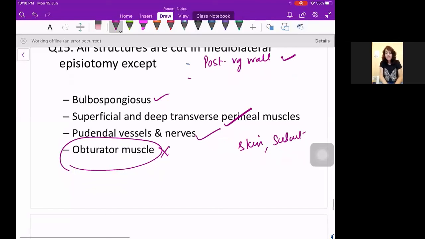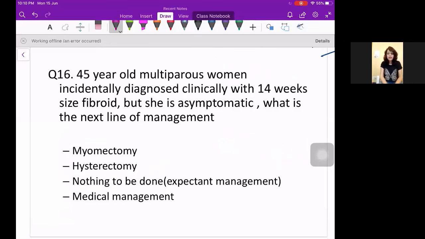Now, a 45-year-old multiparous woman is incidentally diagnosed clinically with a 14 weeks size fibroid, but she is asymptomatic. What is the next line of management? The important thing here is that the patient is asymptomatic. Another thing is they have given you the age group, 45. She is in the premenopausal age group. Very soon, she is going to approach menopause. The size of 14 weeks is just written to confuse the students.